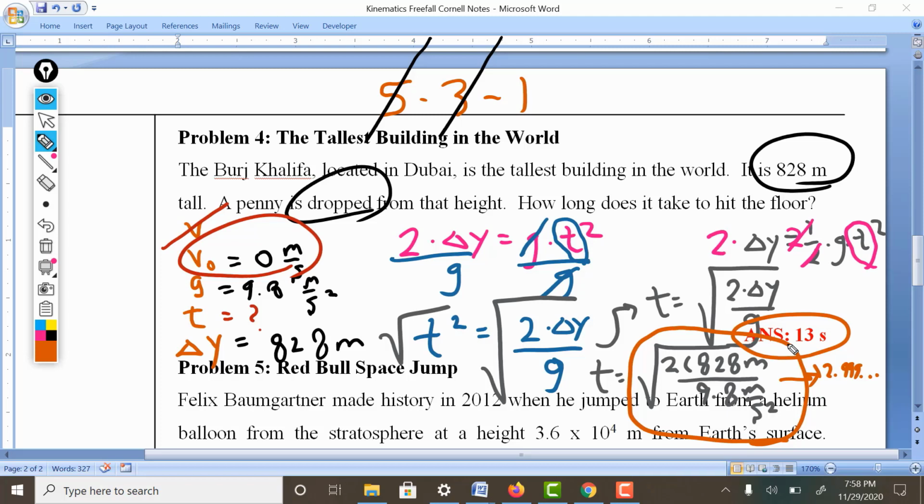Okay, not bad. If you want a nice little challenge, find out how fast is it going, right? How fast is this penny going by the time it hits somebody or hits the ground?